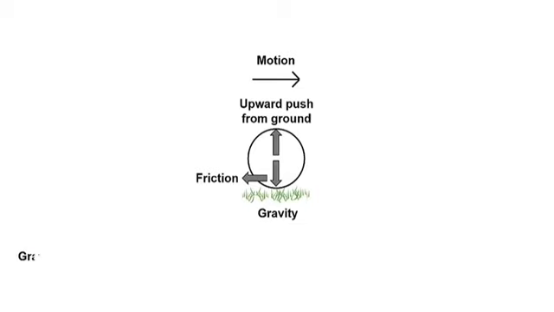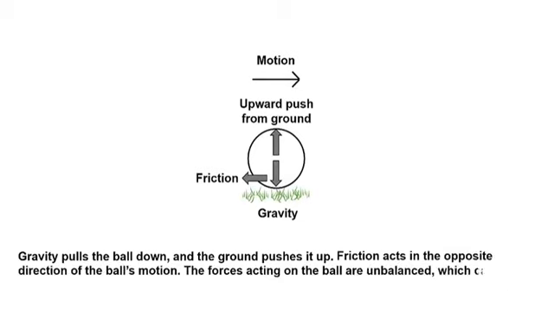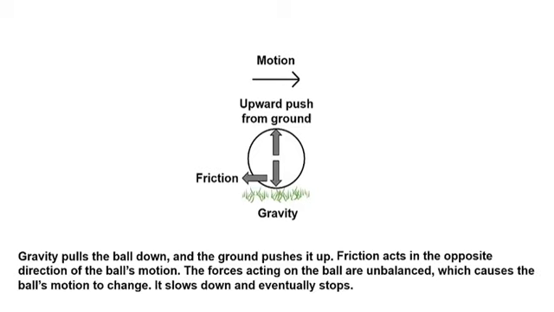We already know that gravity pulls the ball down and the ground pushes it up. We can add that friction acts in the opposite direction of the ball's motion. The forces acting on the ball are unbalanced, which causes the ball's motion to change. It slows down and eventually stops. Wow, we've learned so much about what causes a moving object to slow down and stop. Your task today is to answer a question about what causes a moving object to slow down and stop.